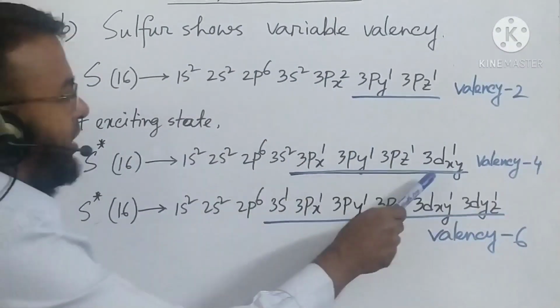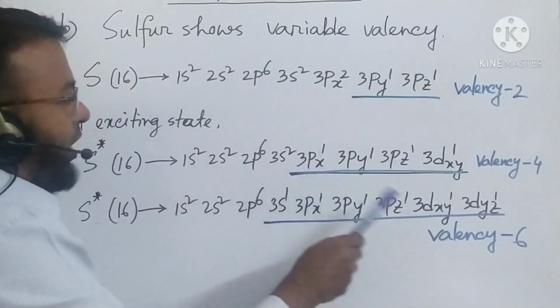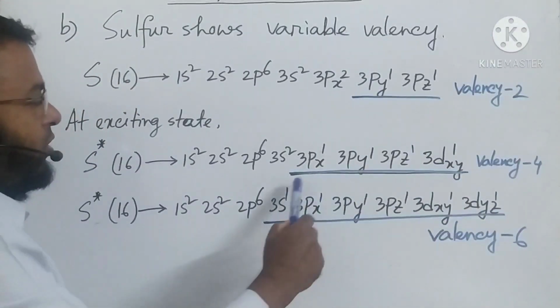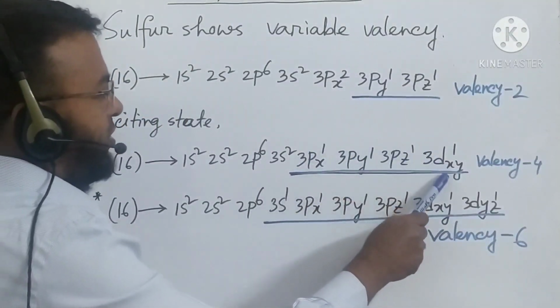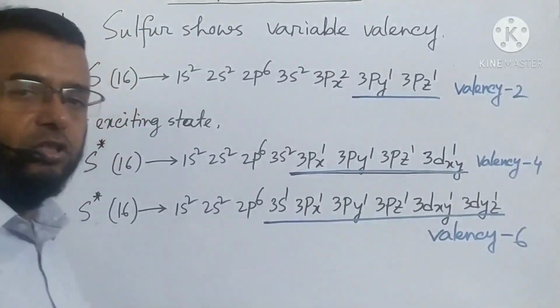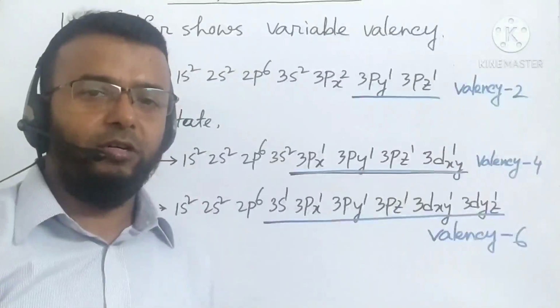As in the third energy level there are empty d orbitals, electrons are going there and making unpaired electrons. For this reason sulfur shows variable valency. Okay.